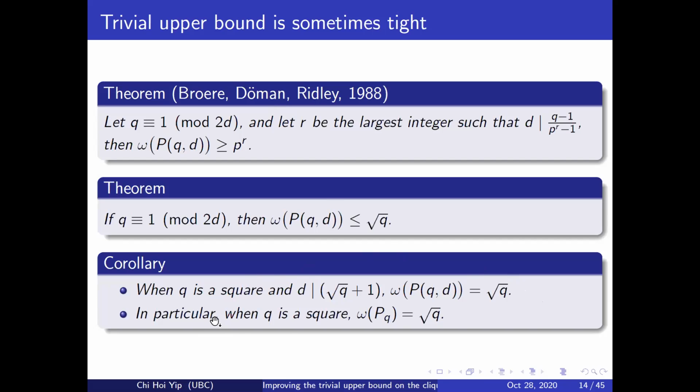In particular, if Q is a square and if we take d to be 2, then because Q is an odd number, we always have 2 divides root Q plus 1. So that means for a Paley graph of square order, the clique number will always be root Q. So that explains why in that table, for Paley graphs with square order, the clique number is root Q, but for others, they behave like a polylog function.